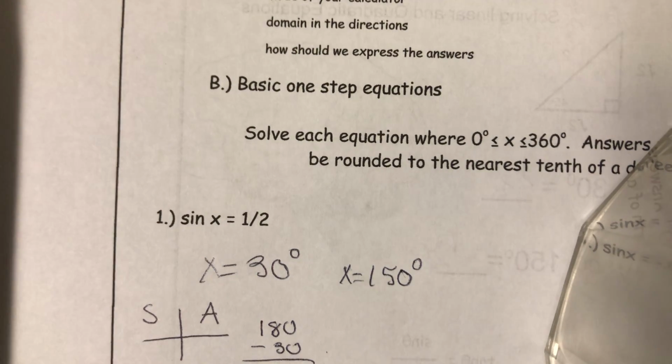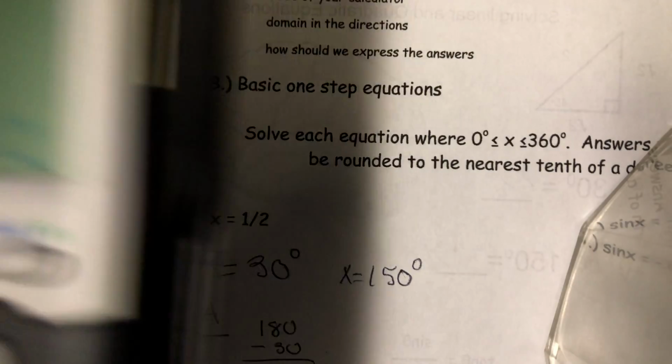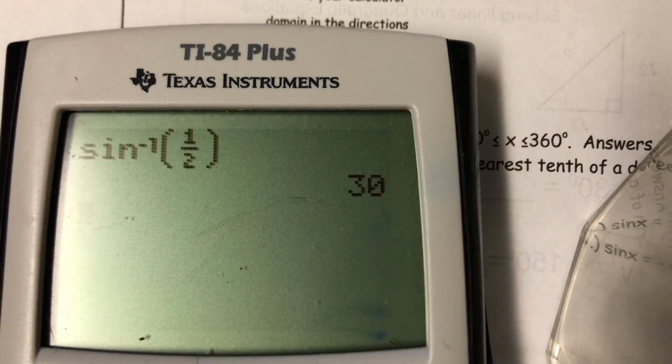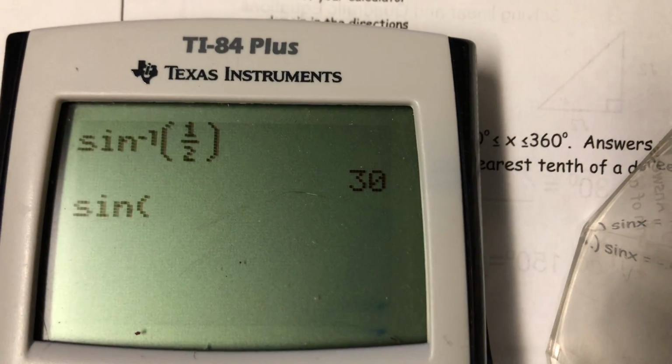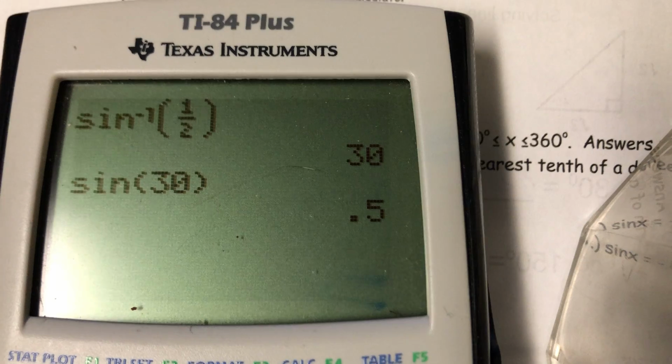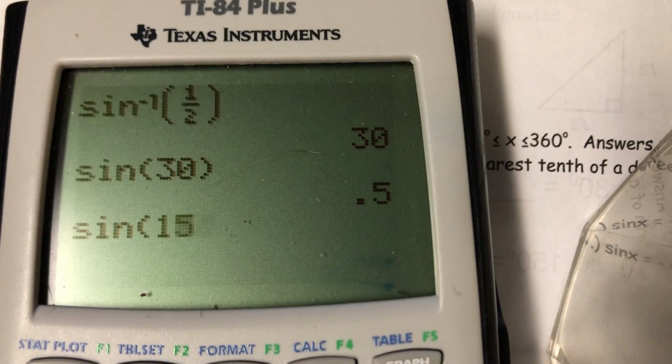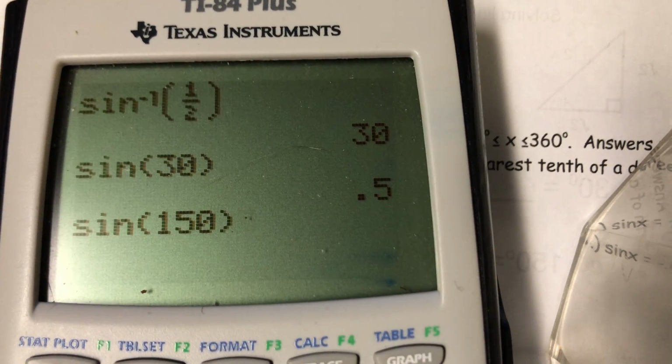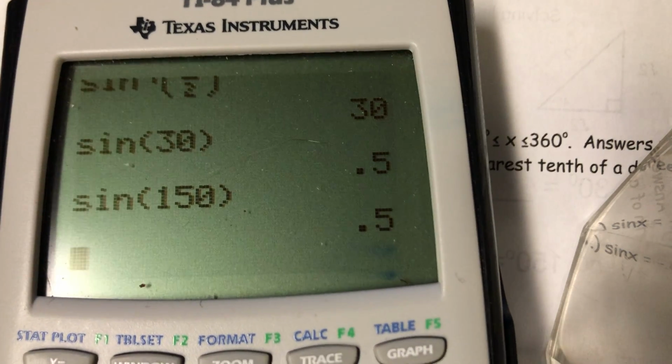Can you check your work on a calculator, graphing or scientific? Absolutely. This is what we do. Check our work. Press the sine button, press the angle, 0.5, same as 1/2. Do the same thing for 150, sine 150, close your parentheses, bam, it checks.